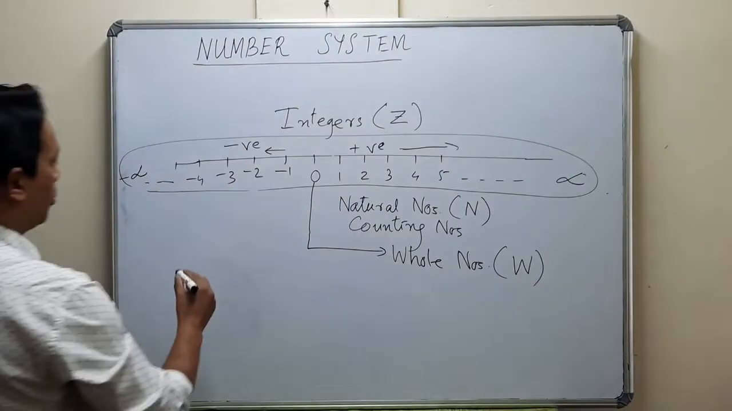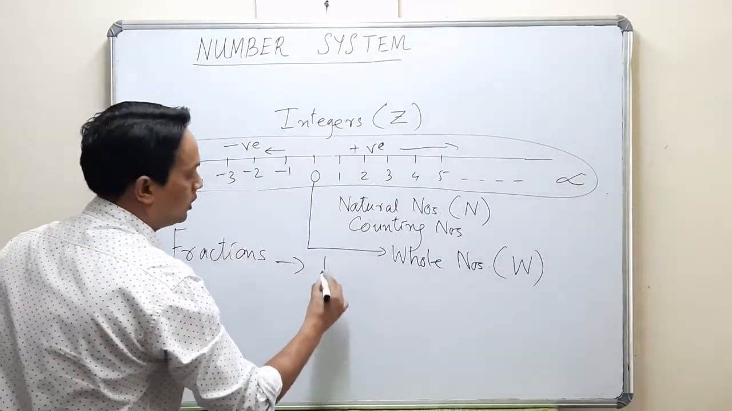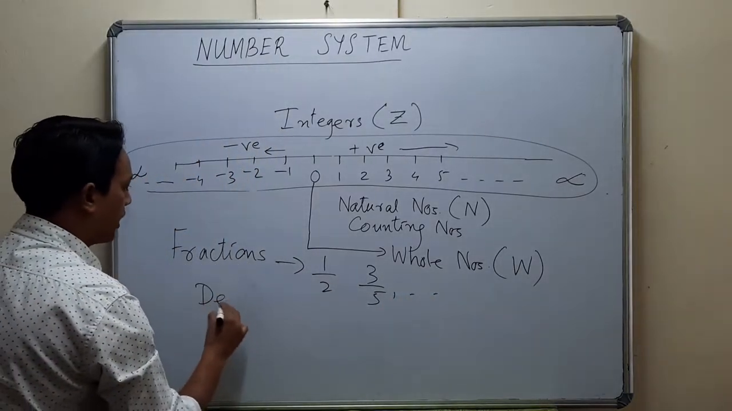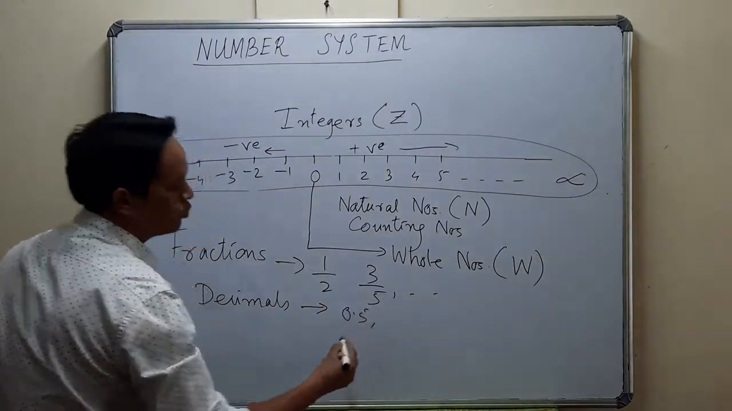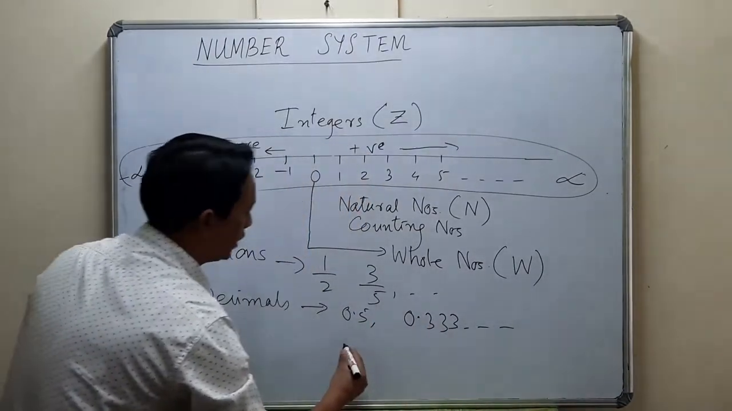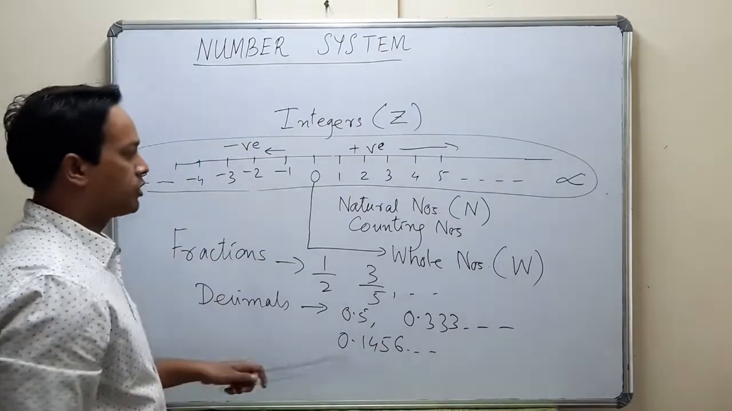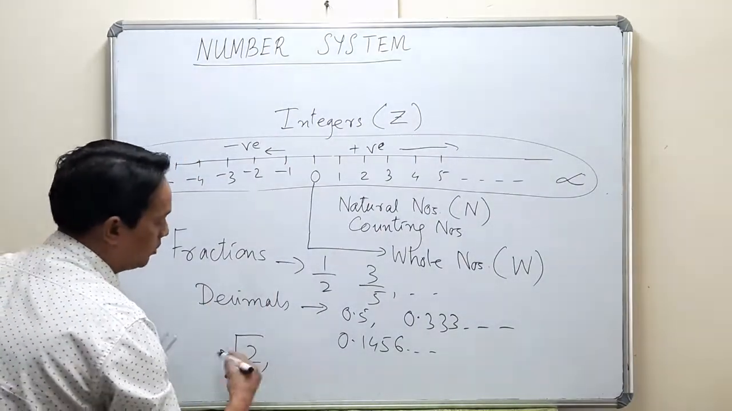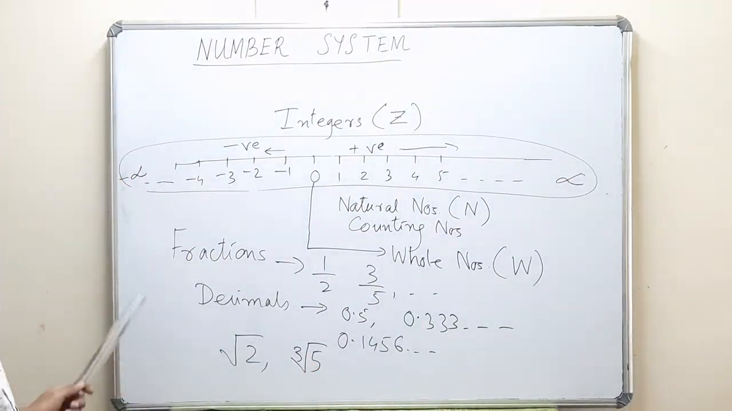Then slowly we learn about the fractional numbers, fractions, like for example half, 3 by 5, and so on. Or the decimals. Decimals also have 3 forms. One form is which terminates. Then we can have a decimal which does not terminate. Then we can have a decimal which never ends, non-terminating, not repeating. We will be learning more in detail. And we also have the root numbers or the radicals, maybe a square root, cube root. These are the different types of numbers which we will come across in maths.